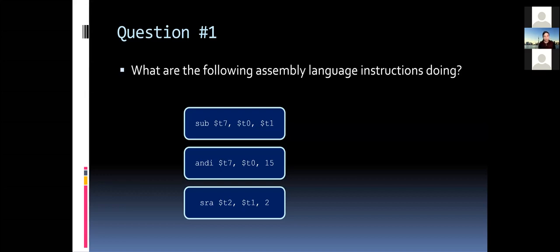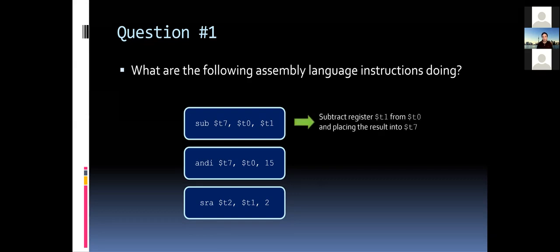Okay. So let's do the first instruction. What I want you to do in these questions is to very briefly write what each instruction is doing. We're starting with the top instruction. So just quickly type what this instruction is doing in your opinion. Okay, the first one is very easy. We subtract register T1 from T0. So it's T0 minus T1, as Sam said, and we're placing the result in T7.